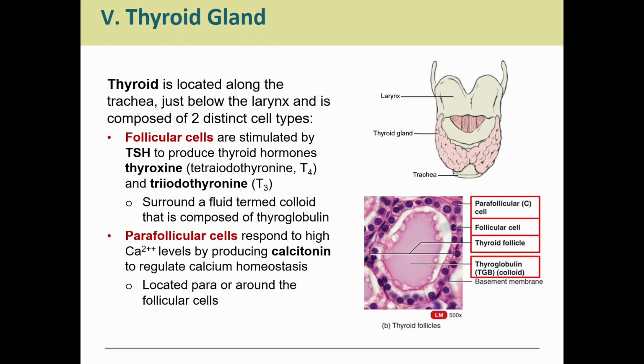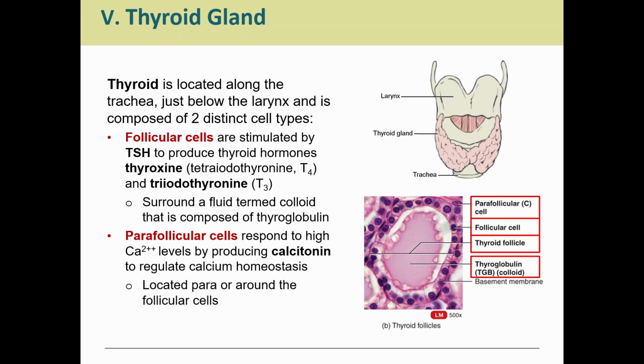And then we have this fluid, right, that's inside that follicle, right? So these follicular cells kind of create almost like a bubble, right? And then inside that we have a fluid called colloid, and this is where we have thyroglobulin, which is going to be a protein. The parafollicular cells, they're going to respond to calcium ion levels, right? That's what their production kind of comes from.